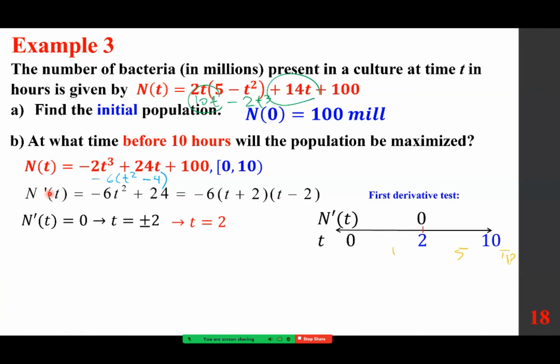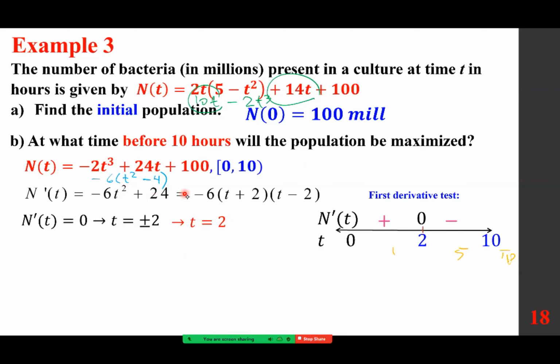So if you put 0 into n prime, it will give you positive 24, that's positive. If you put 1, minus 6 plus 24 is positive. So this is positive, and it alternates because there was degree 2 and there were two answers, but we used one of them. But if you have doubts, put any number you want to the right of 2. For example, 5. It becomes 25 times minus 6 plus 24, which is a negative value.